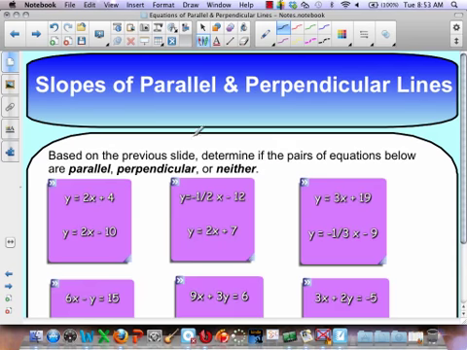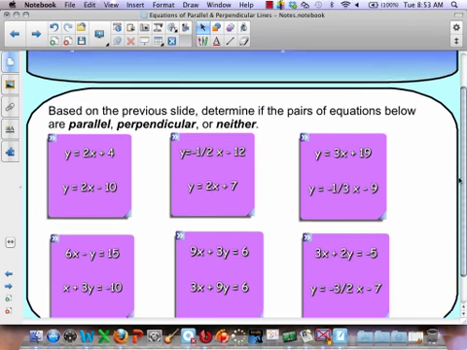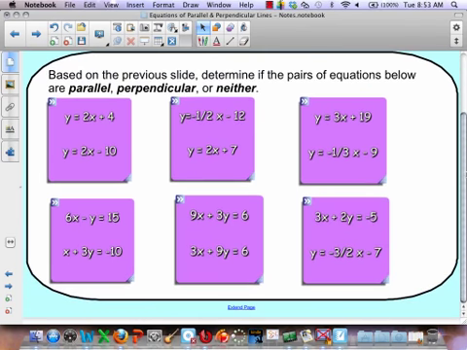So let's practice this. Here we go. Notice that not all of these are put in slope-intercept form, so you might have to think a little bit. Number 1's parallel. I want you to look those over. You might have to take a very close look at these.